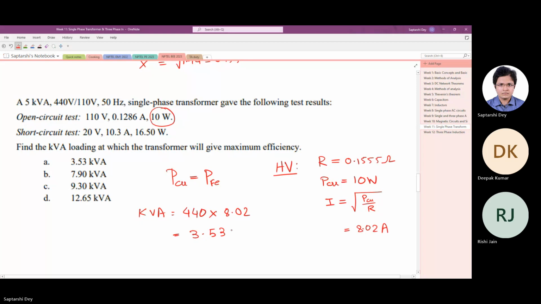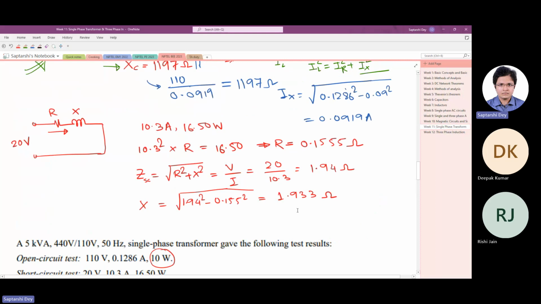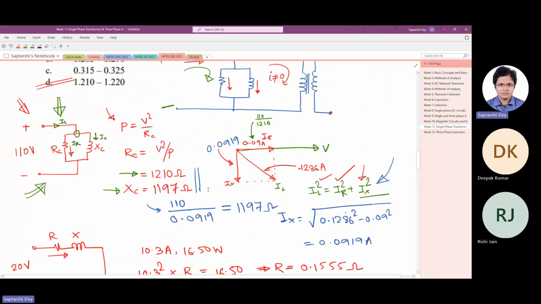Deepak, louder. Sir, R is equal to 0.155, what is being divided by what? We found that from the short circuit test. But we worked on open circuit first. The open circuit resistance was different.